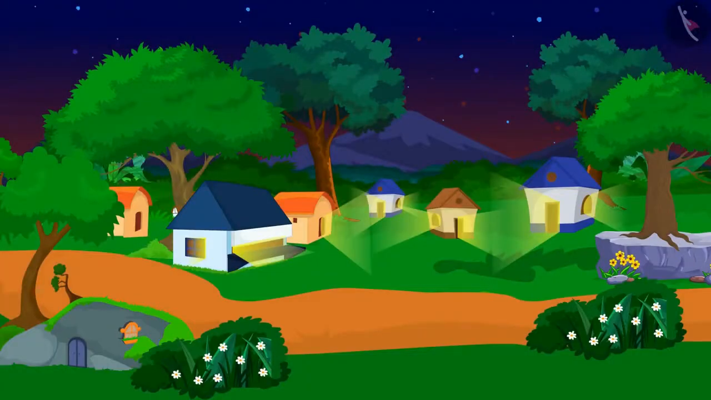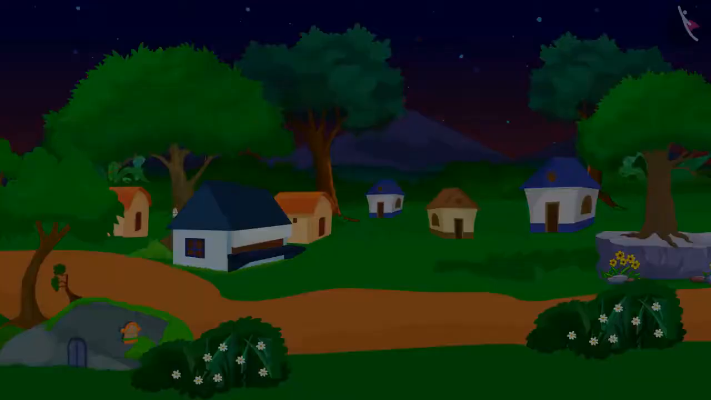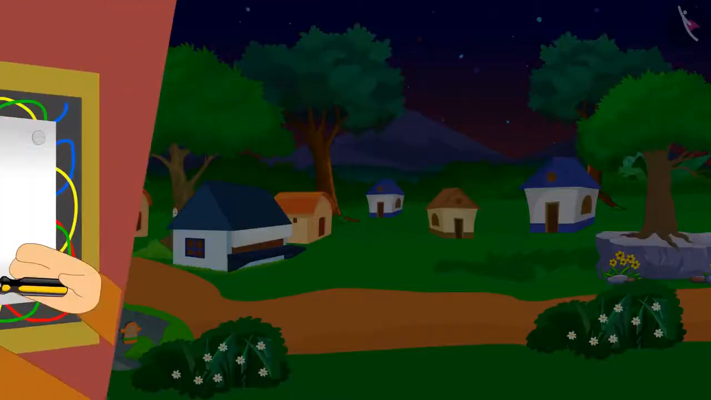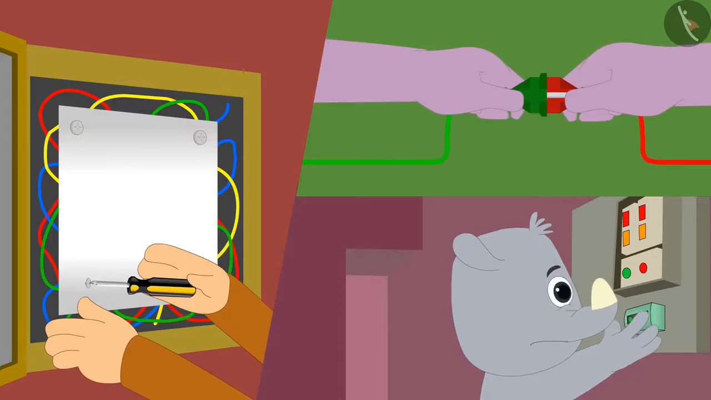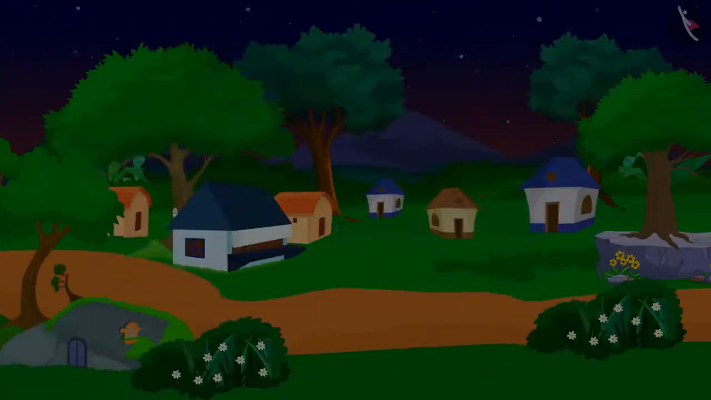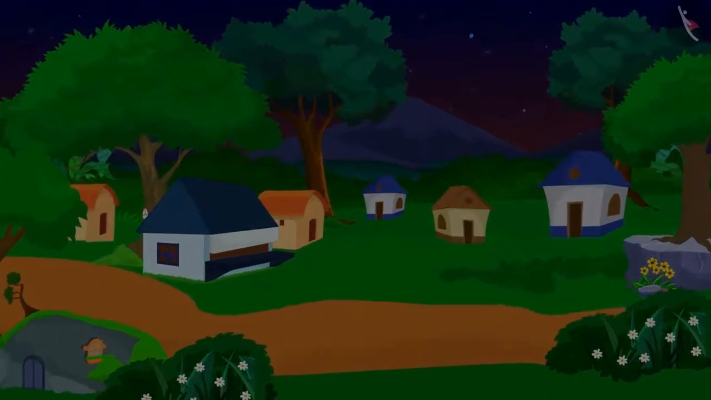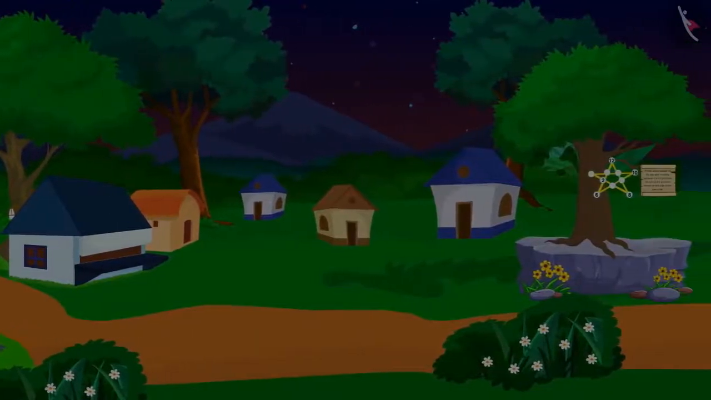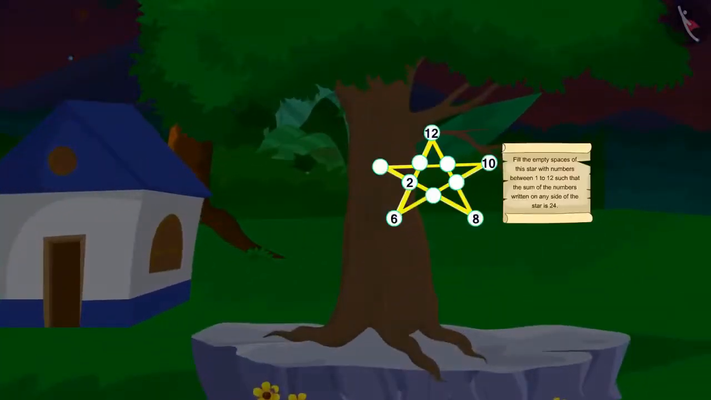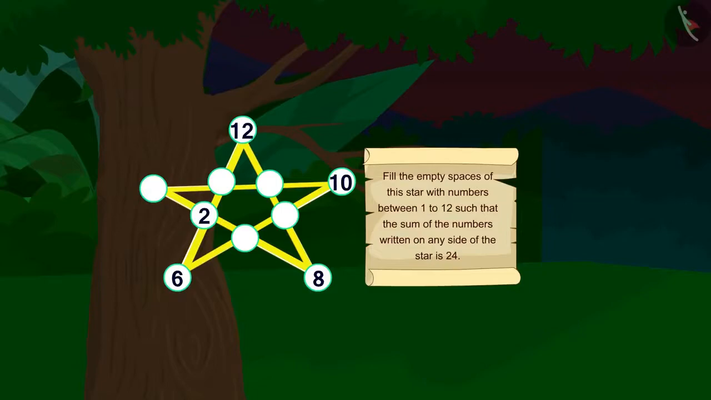One day, there was a sudden electricity failure in Champapur. All the villagers tried hard to get the electricity connected, but no one understood the reason for the power cut. It was night and darkness spread throughout the village. Then, the villagers saw such a star on the banyan tree of the village.